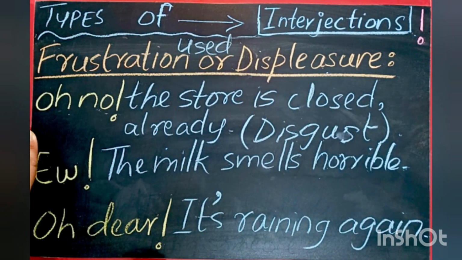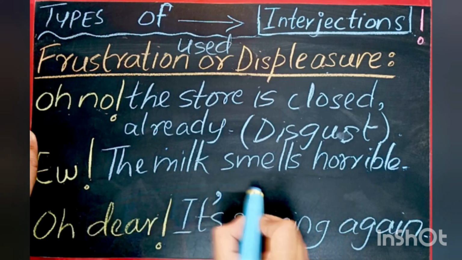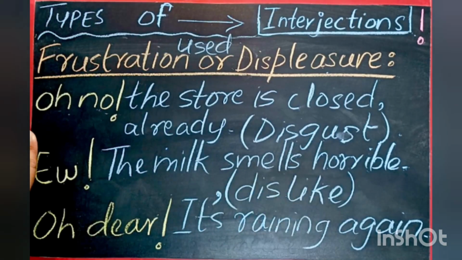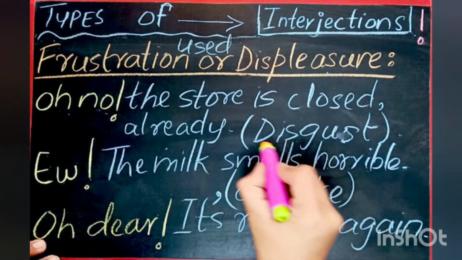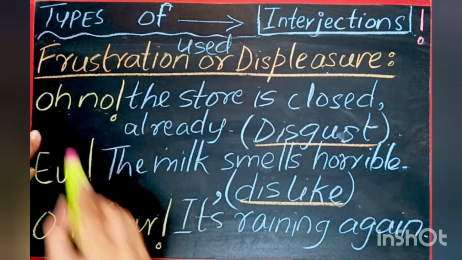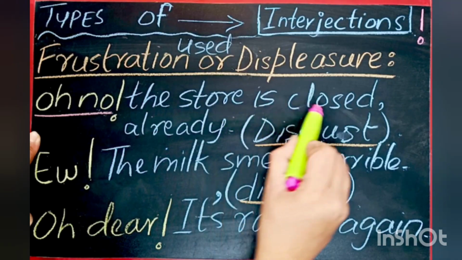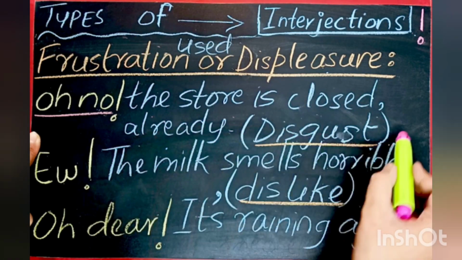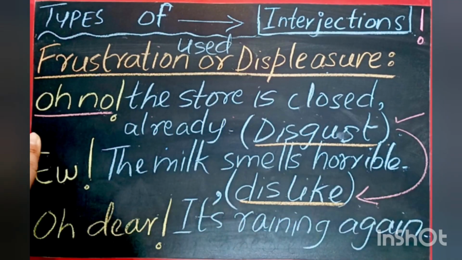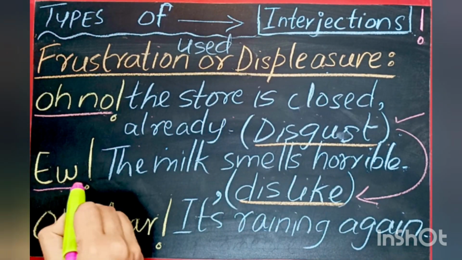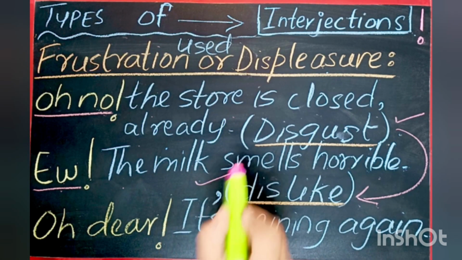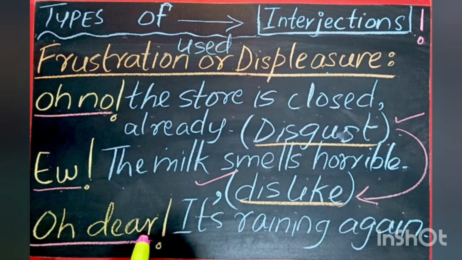You is showing dislike over here. Okay, ew, the milk smells horrible. So it is not liked. Okay, so the first one is showing disgust and the second one is showing dislike. Oh no, the store is closed already. So it means it's showing the frustration or disgust. All right. And in this second sentence, ew, the milk smells horrible means I don't like it. So it's also the frustration and dislike.